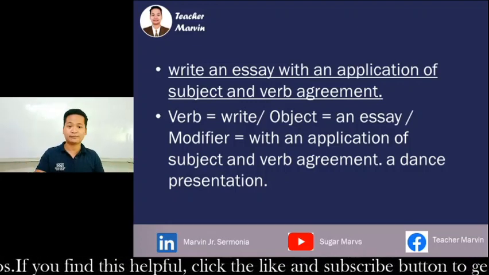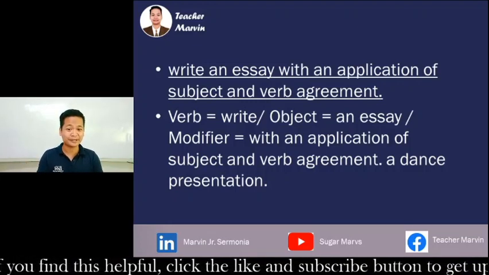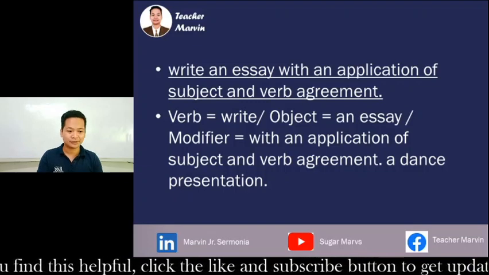Gagawa ka ng lesson objective. Measurable ba to? Observable ba ito? Okay? What else?